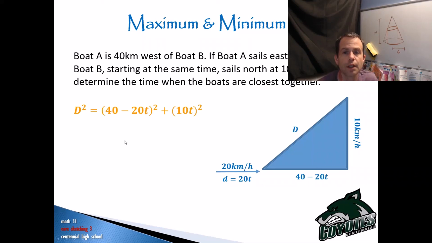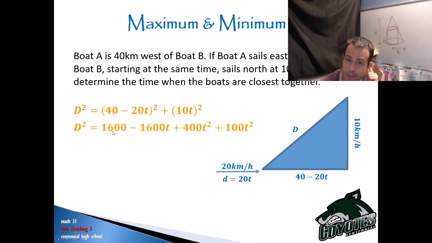Okay. So I've said d squared equals 40 minus 20t all squared, plus 10t squared, where t is your time. So 40 minus 20t all squared, that would represent this guy. And 10t would represent this guy. All right, so now I need to actually square that.